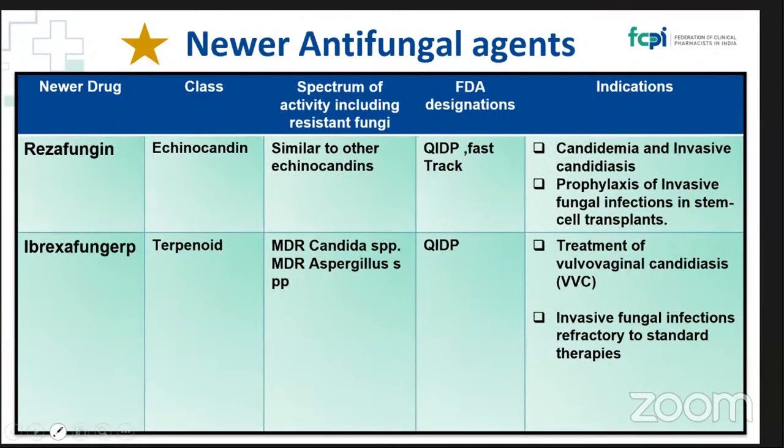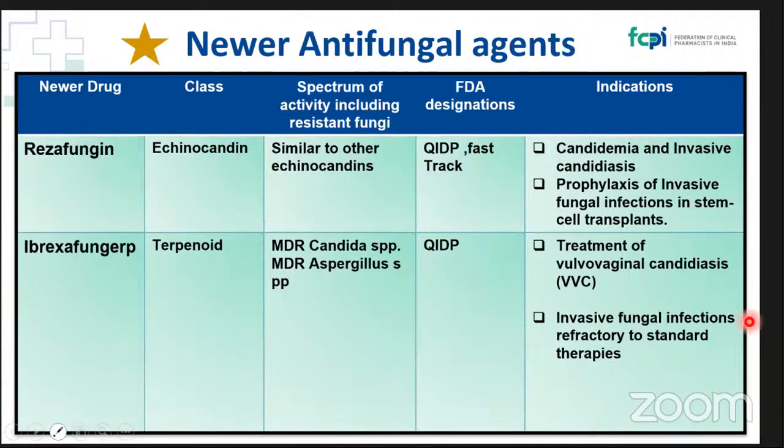Now we are moving on to newer antifungal agents. Rezafungin belongs to the echinocandin class. It is similar to other echinocandins. Its FDA designation is QIDP or fast track. QIDP means antifungal or antimicrobial agents which are intended to treat life-threatening infections. And this is approved for candidemia and invasive candidiasis, and prophylaxis of invasive fungal infections in stem cell transplants.